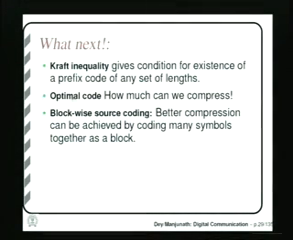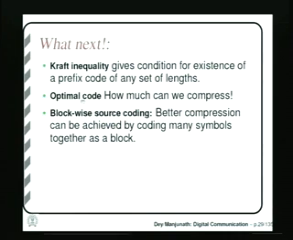So, in the next class we will do Kraft inequality. Kraft inequality gives a condition for existence of a prefix code for any set of lengths. So, if you are given a set of lengths say 2, 3, 4, 4, is there a prefix code of these lengths? The Kraft inequality will answer that question. It will give a necessary and sufficient condition for existence of a prefix code for any given lengths.